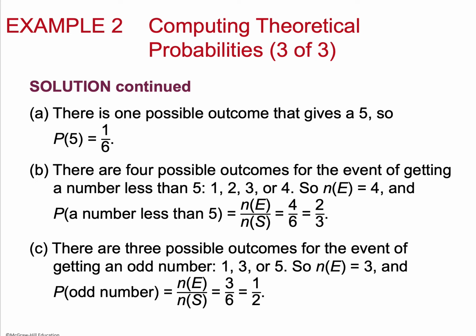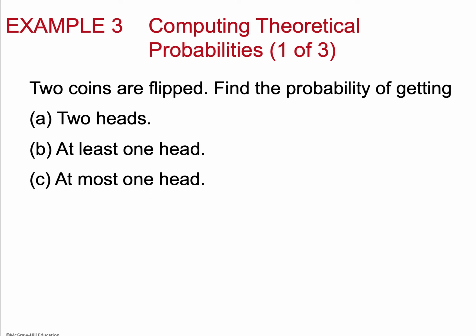In part C, there are 3 possible outcomes to get an odd number. I could roll a 1, a 3, or a 5. So there are 3 ways to get what I want, and there are 6 total outcomes, which is going to be 3 divided by 6, and that reduces to 1/2. Let's look at a few more examples of this so we can get to where we want to go.